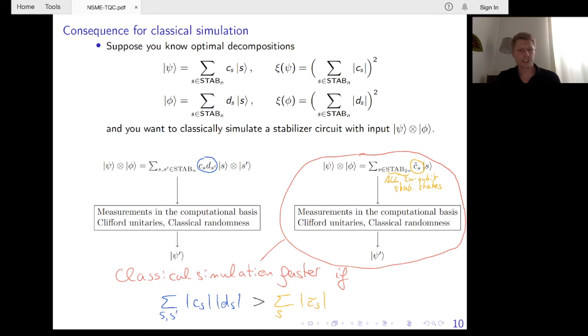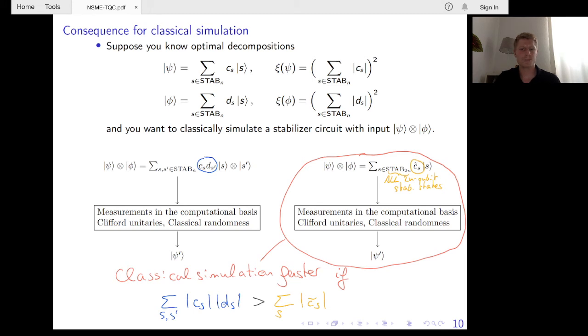And now what our main result tells us is that this might not be optimal. So there might be a better decomposition of psi tensor phi for classical simulation when you consider all 2n-qubit stabilizer states, not just product states, but simply all stabilizer states. And then your classical simulation algorithm will be faster when the absolute value of the expansion coefficients on the right-hand side here is larger than on the left-hand side here.